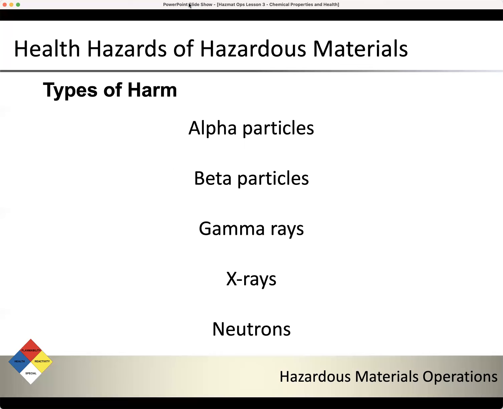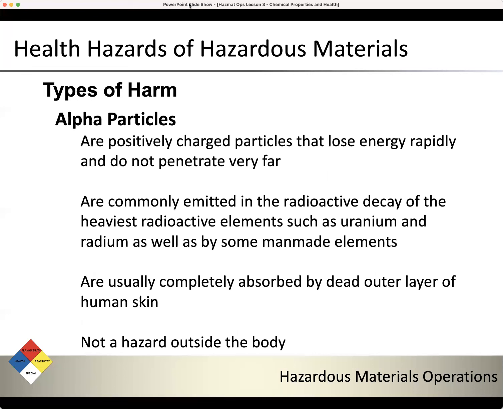The types of radiation that we're going to talk about are alpha particles, beta particles, gamma rays, X-rays, and neutrons. Alpha particles are positively charged particles that lose energy rapidly and do not penetrate very far. They are literally a helium nucleus, 2 protons and 2 neutrons. Atomically speaking, they are relatively heavy.